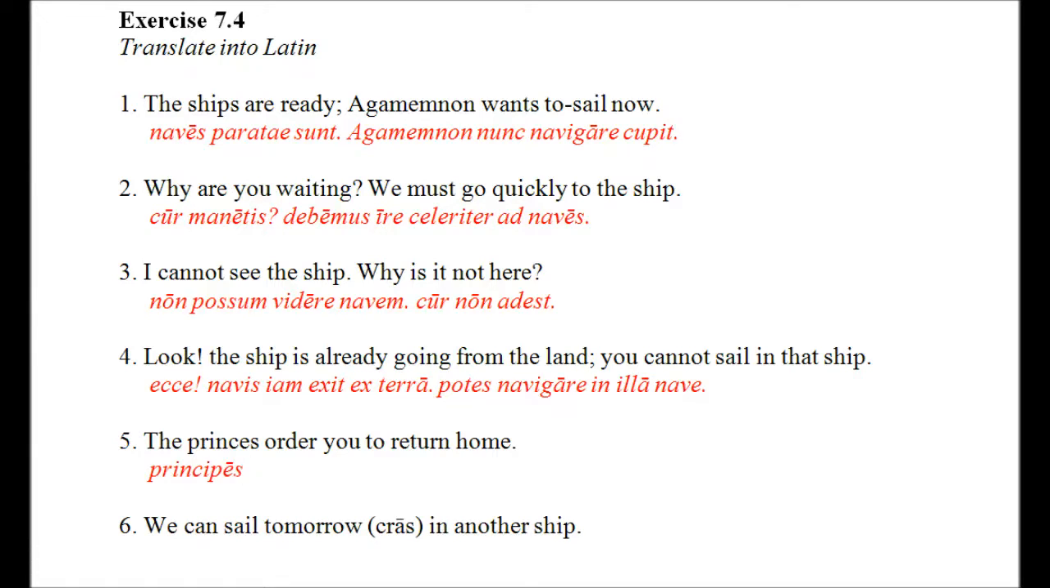The princes order. Is that an order? You bet. Iubet is he, but how many princes? More than one. So let's not use the he form, but the they form. Let's add the word you, te. Iubent. I think you learned the word you as a vocabulary item, te. Principes te iubent. You probably have it in a different word order. That's fine. Order you to return home.